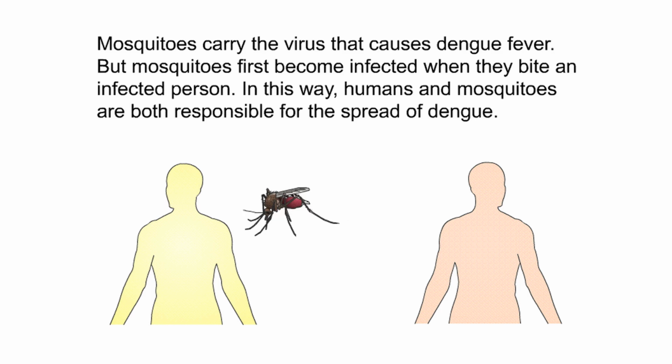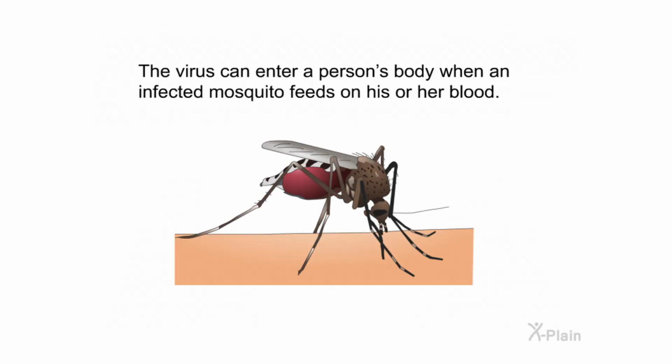Causes. Mosquitoes carry the virus that causes dengue fever, but mosquitoes first become infected when they bite an infected person. In this way, humans and mosquitoes are both responsible for the spread of dengue. The virus can enter a person's body when an infected mosquito feeds on his or her blood.